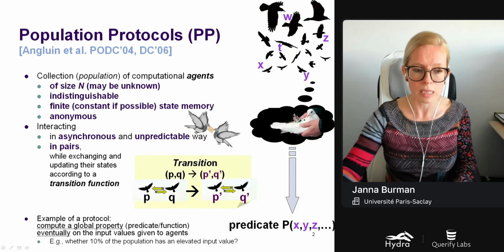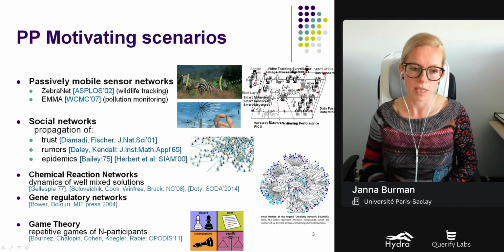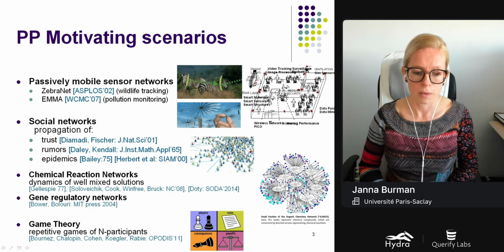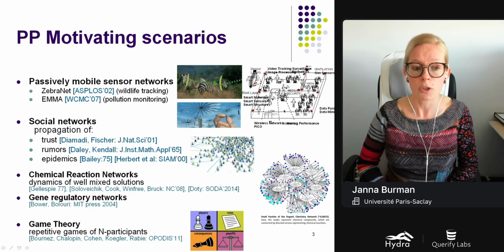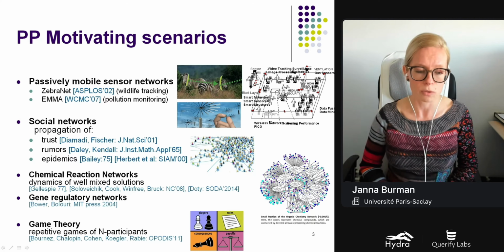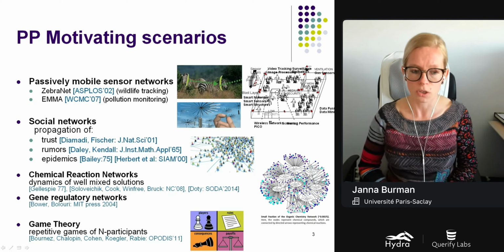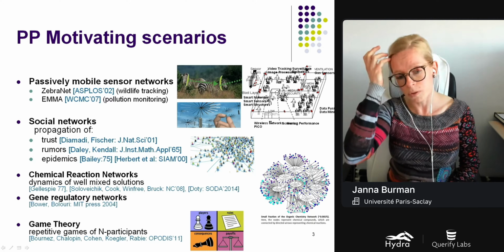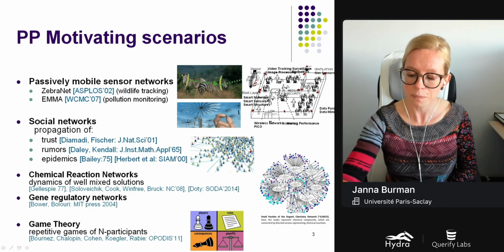So this model was originally motivated by mobile sensor networks, but it also proved to be useful to model other phenomena in other domains of study, like, for example, propagation of trust or epidemics in social networks, or even for modeling chemical reactions, or even to model repetitive games or participants in game theory.